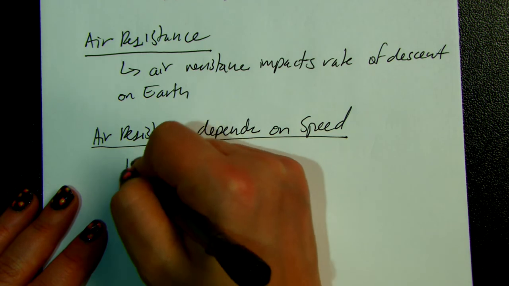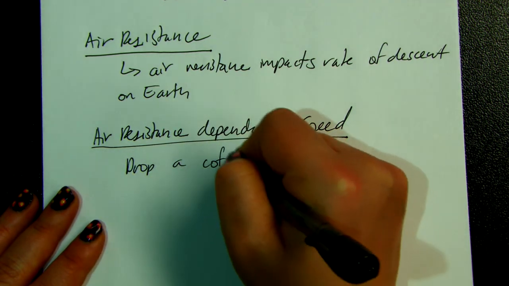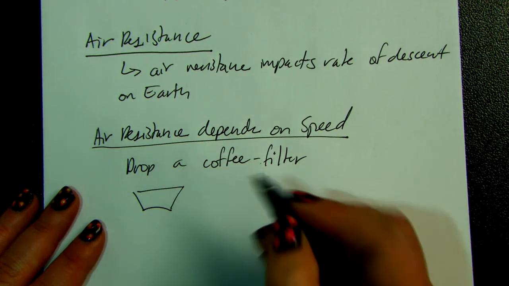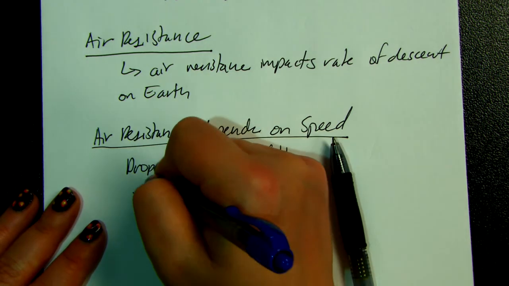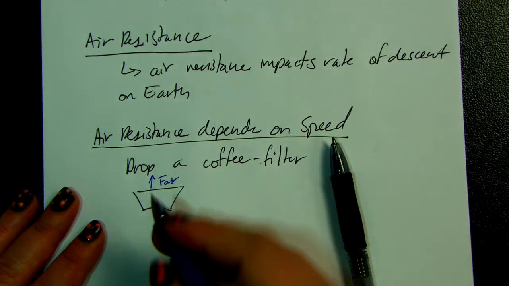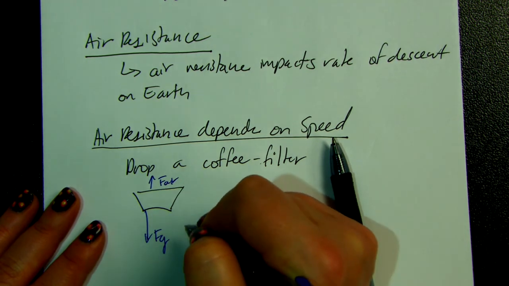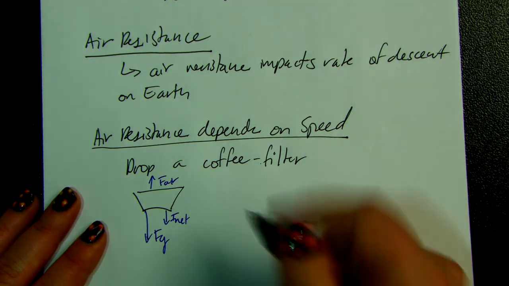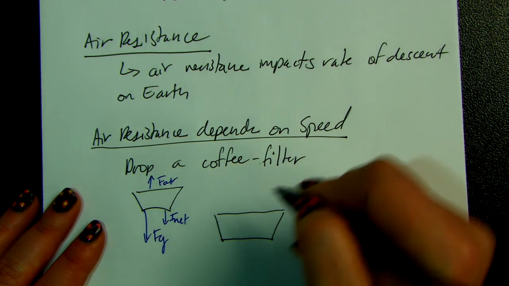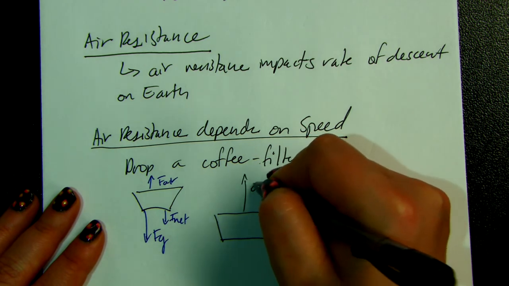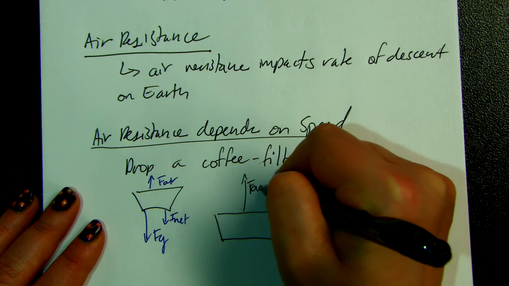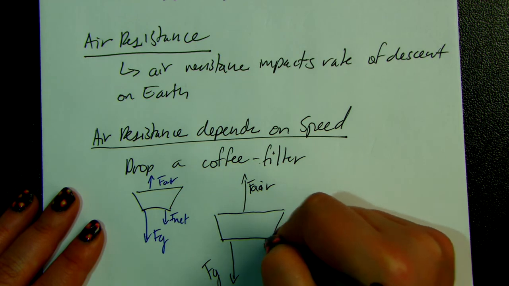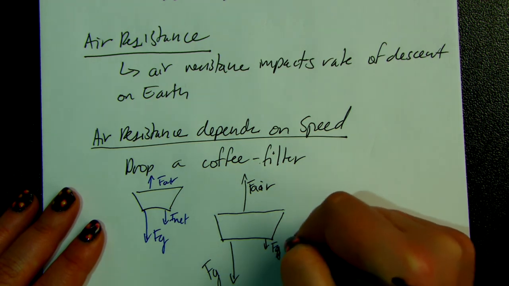So let's say you drop a coffee filter. And you'll get a chance to do this. So here's our coffee filter. It's going to have the force of the air pushing it up, and it's going to have the force of gravity pulling it down, and the net force is going to be down. Now, as it continues to fall, it'll go faster and faster, so the force of the air gets larger. You have the force of gravity, and then F net is a little less down.